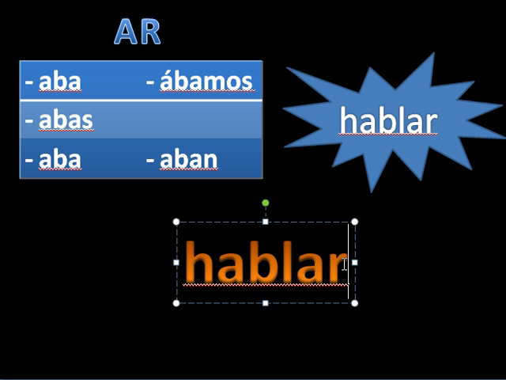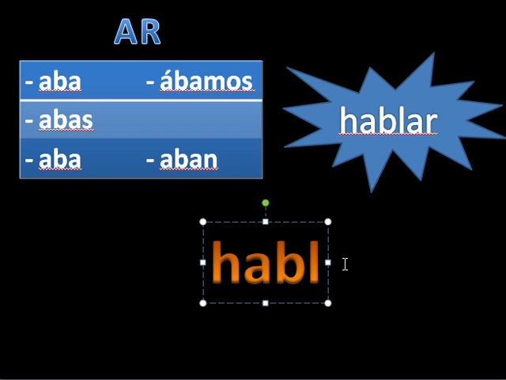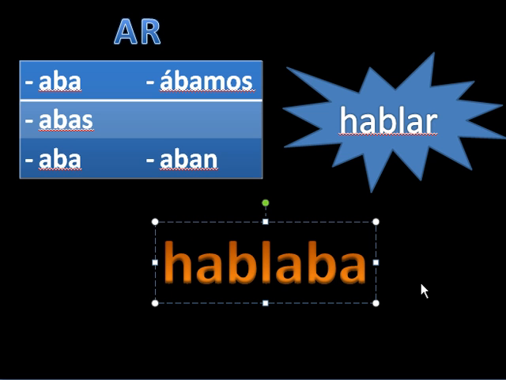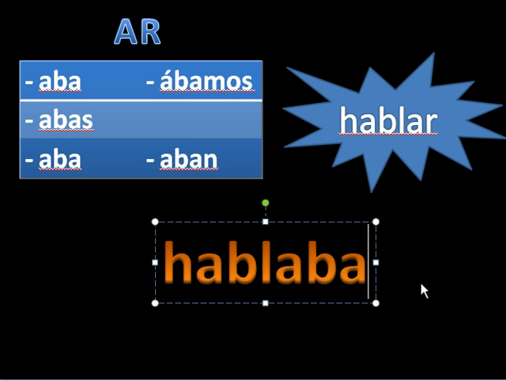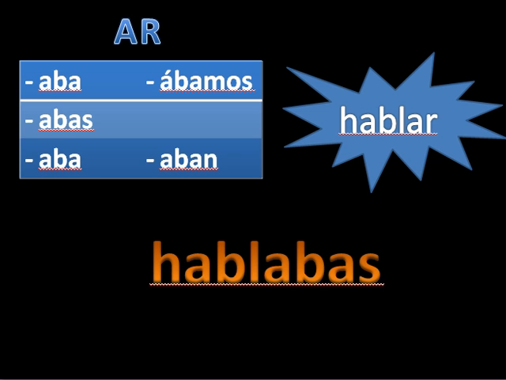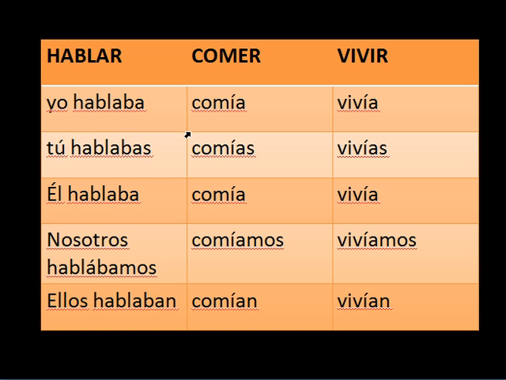Now let's do an example. Taking the same verb, hablar, if I wanted to say yo, in the yo form, then I would do hablaba. That's also the same for the él, ella, usted. If I want to do tú, I'll use hablabas. Now it sounds kind of funny, but that's how it works. And here's a chart for all of them conjugated.